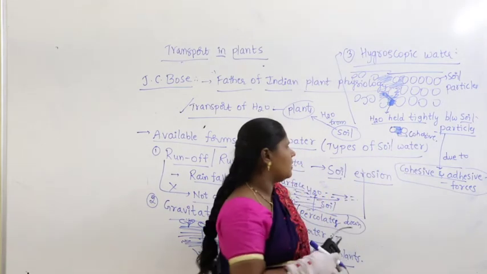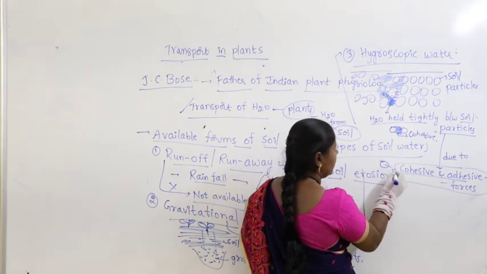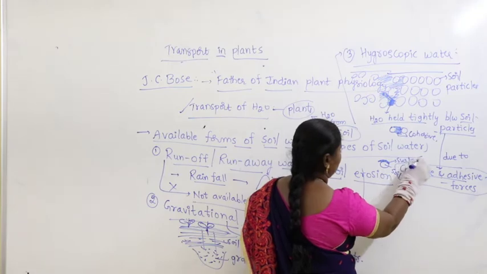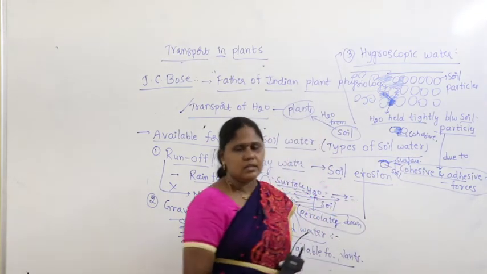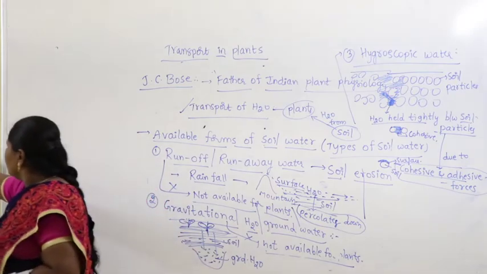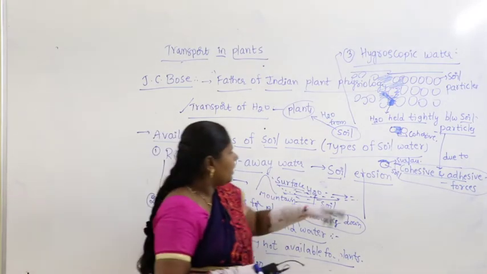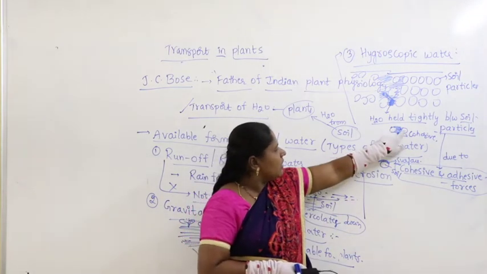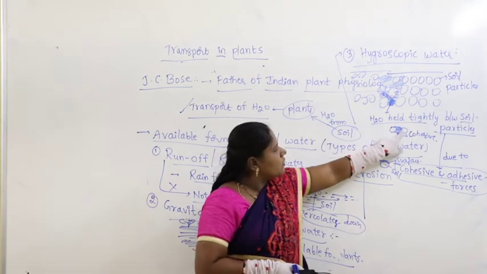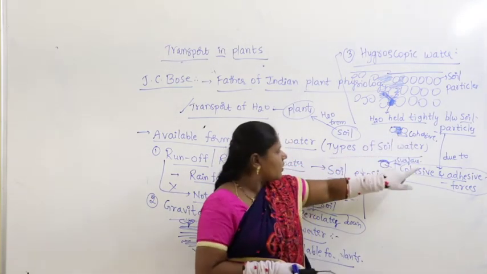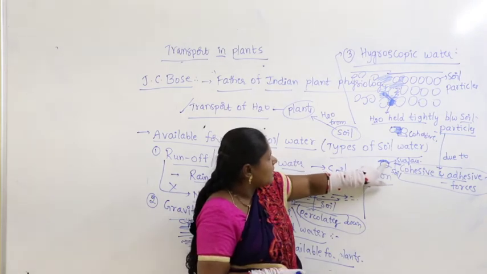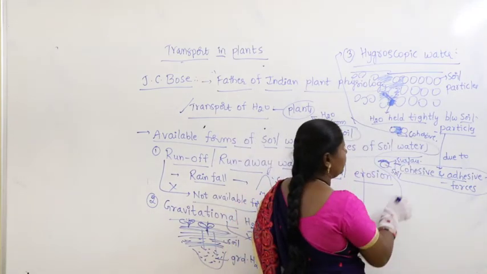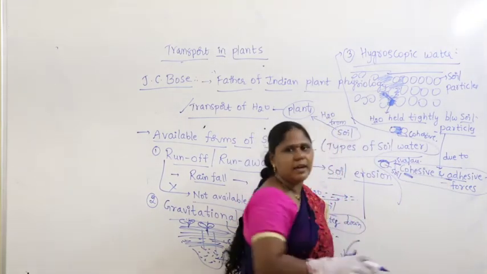What is adhesive force here? On the surface, this is soil. The force that exists on the surface is called adhesive force. So the force between two soil particles is called cohesive force, and the force between the soil surface and the water is called adhesive force.